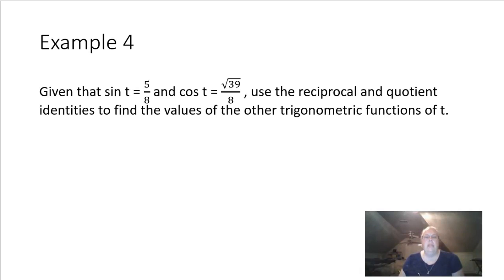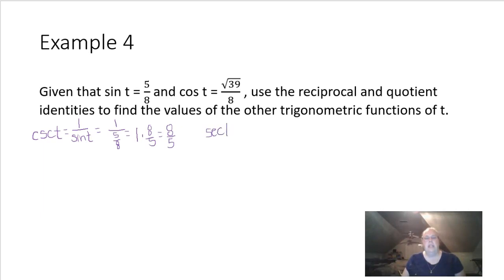Example 4. Given that the sine of t is positive 5 over 8 and the cosine of t is the positive square root of 39 over 8, use the reciprocal and quotient identities to find the values of the other trigonometric functions of t. All right, the cosecant of t. The reciprocal identity is that this is equal to 1 divided by the sine of t, which means in this case we have 1 divided by 5 over 8. Well, this turns into 1 times 8 over 5, and that's going to give me 8 over 5 as my cosecant.